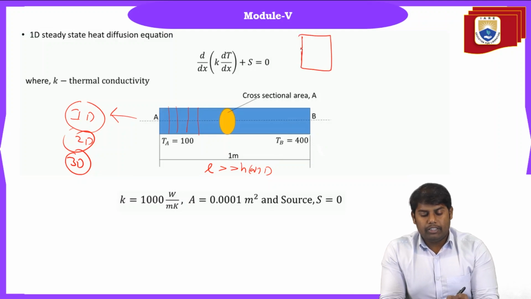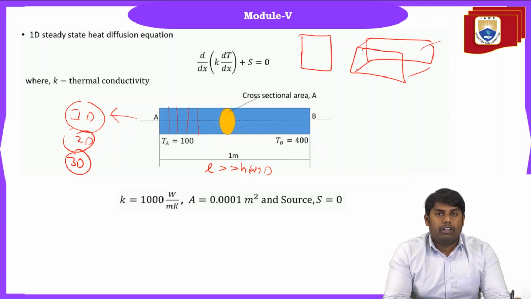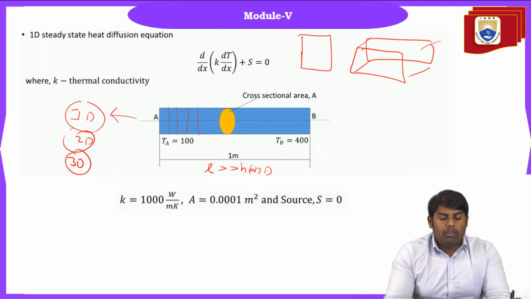So let's say this is your 2D. Let's say the cuboid, so we have it as 3D. So this is the difference. Fine. So now what do we have?